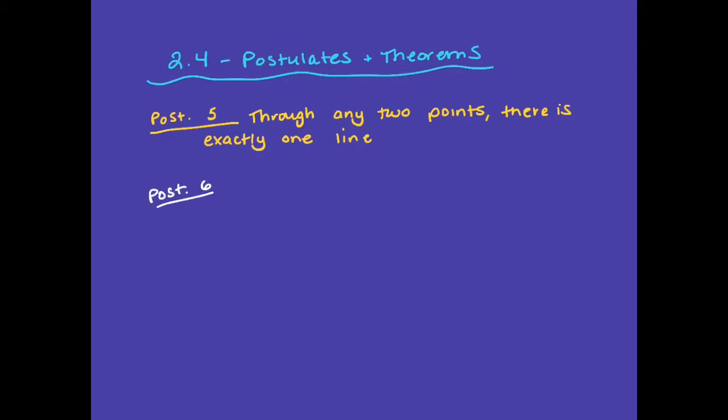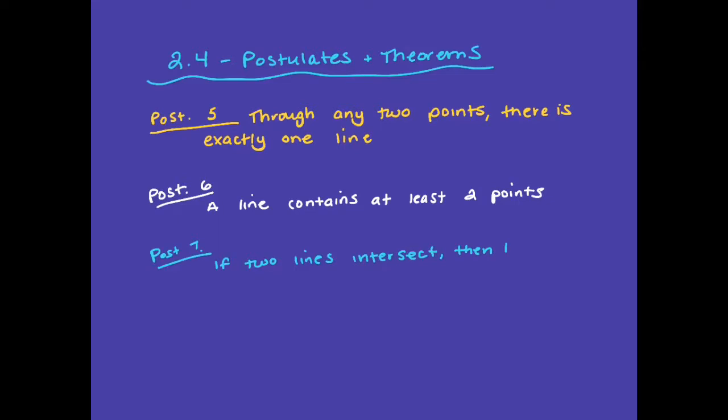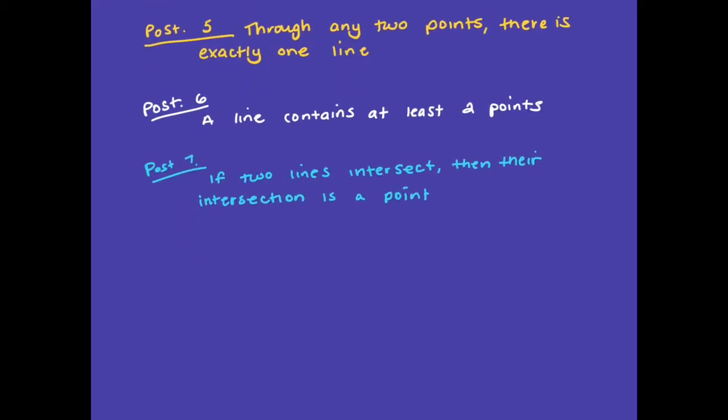Postulate 6 said a line contains at least 2 points. Postulate 7 said if two lines intersect, then their intersection is a point. Postulate 8 said through any 3 non-collinear points, there is exactly, which means no more and no less, one plane.